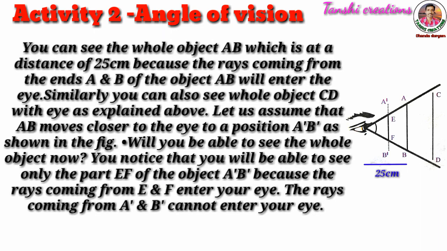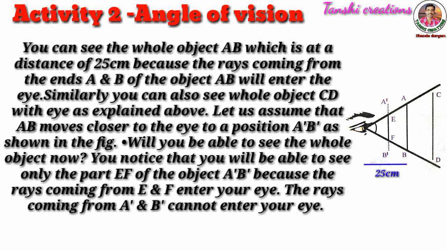Children, observe this diagram and listen to me carefully. You can see the whole object AB, which is at a distance of 25 centimeter, because the rays coming from the ends A and B of the object AB will enter the eye. Similarly, you can also see the whole object CD with the eye as explained above.